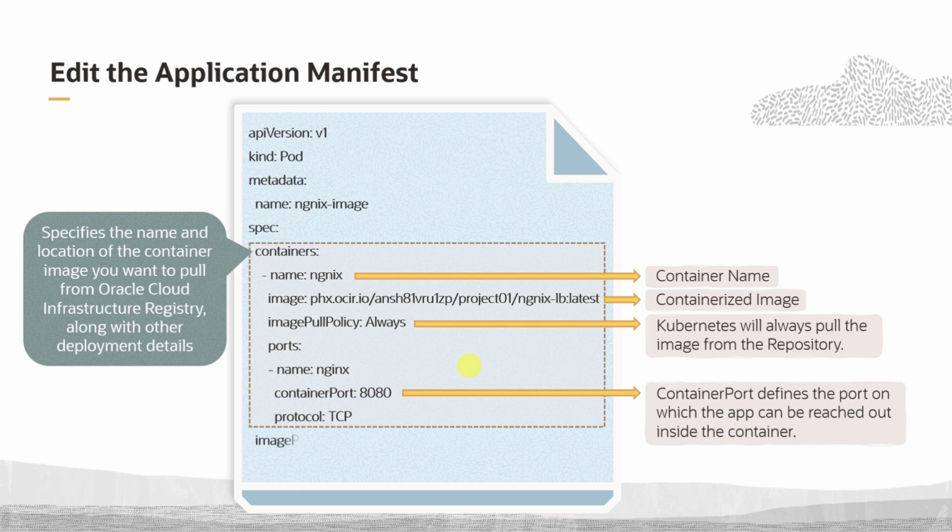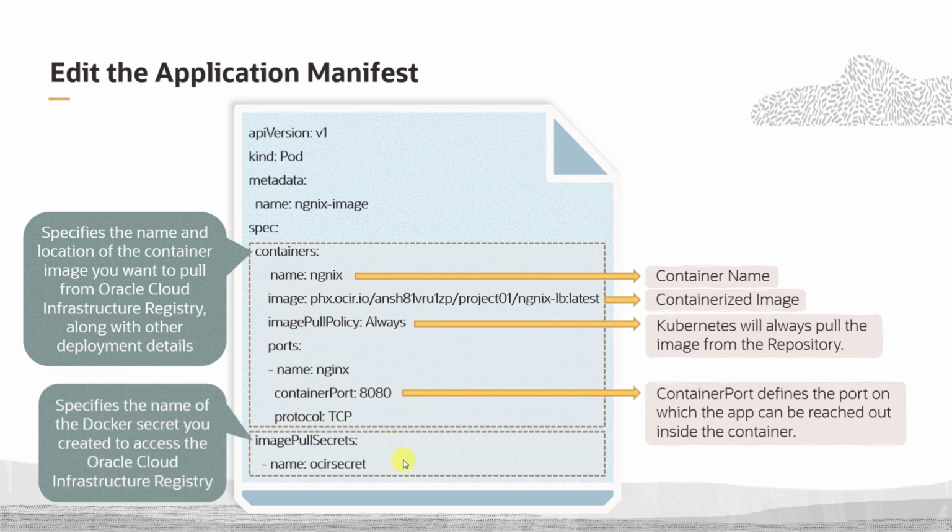You must then add an image pull secrets section to the manifest file that specifies the name of the Docker secret you created to access the Oracle Cloud Infrastructure Registry. Recollect from the previous slide, OCIR secret is the name of the secret we created using the command we discussed on the previous slide.